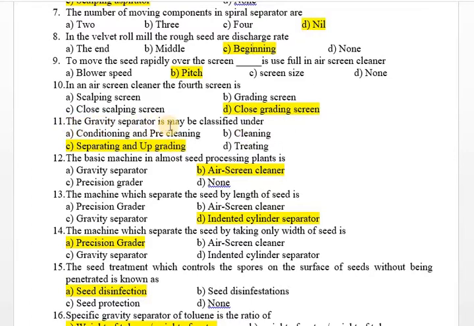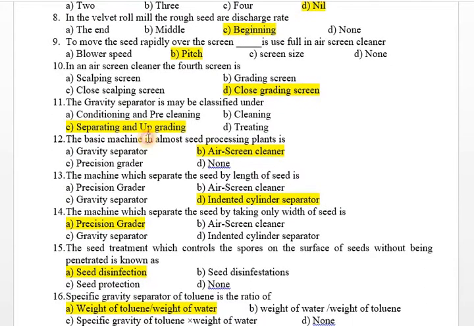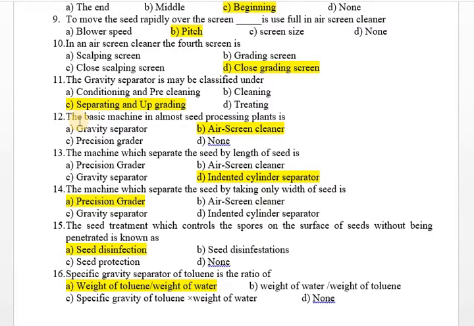Next, the gravity separator may be classified under separating and upgrading. The name itself, gravity separator, so it's a separating machine. It separates the good seeds from other seeds. Okay. So gravity separator is a separating and upgrading machine. Next, the basic machine in almost every seed processing plant, the compulsory machine in every seed processing plant, is called the air screen cleaner.